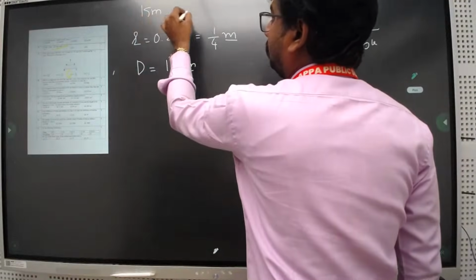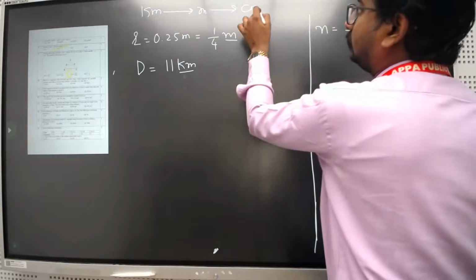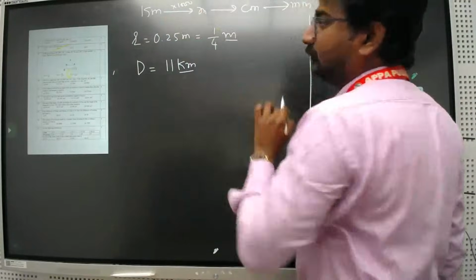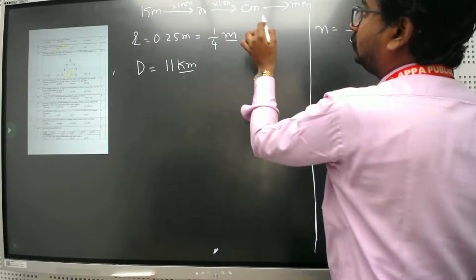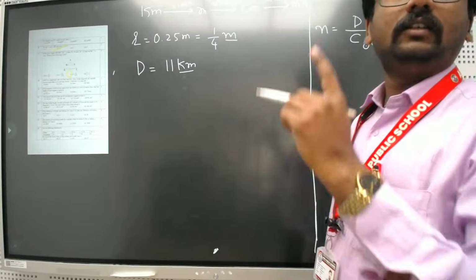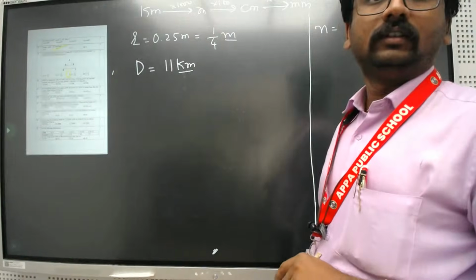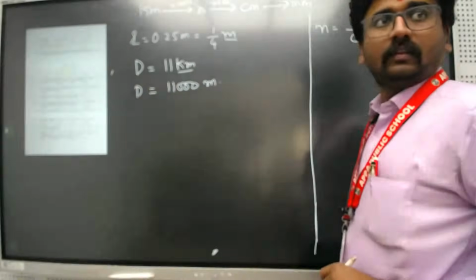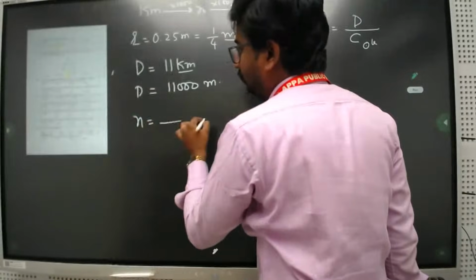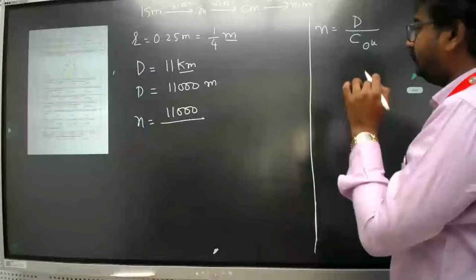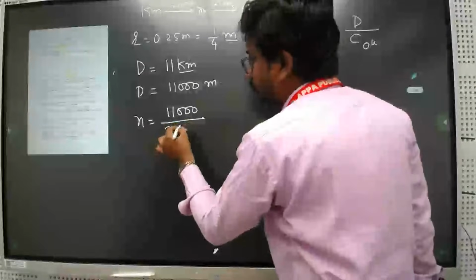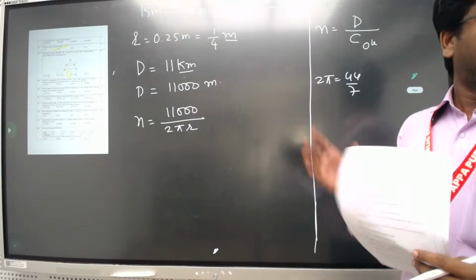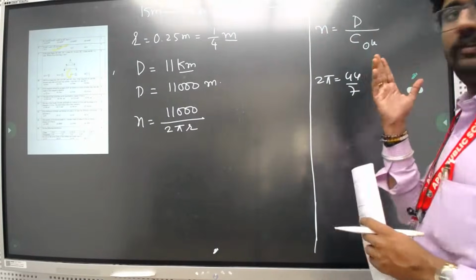Remember this conversion: kilometer to meter to centimeter. When going from kilometers to meters, I will multiply, then meter to centimeter, centimeter to millimeter. Which is easy, multiplication or division? Then kilometer to meter will be 11,000 meter. So n is equal to D, whose value is already there, 11,000. Please remember, what is the circumference of a circle? 2 pi r. Pi is nothing but 22 by 7. So it will be 44 by 7.